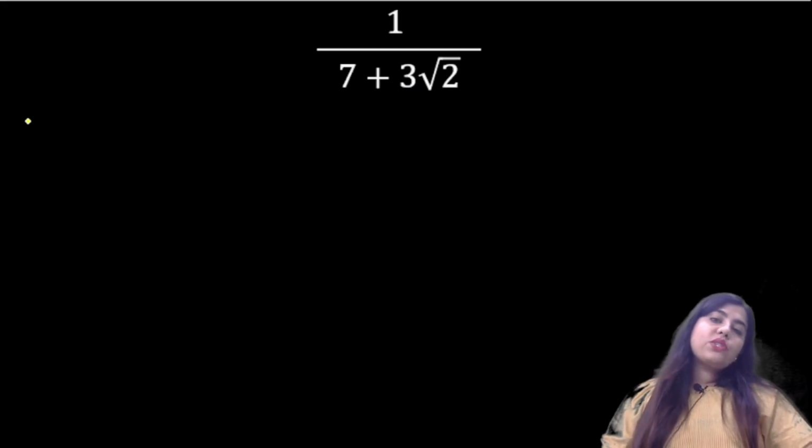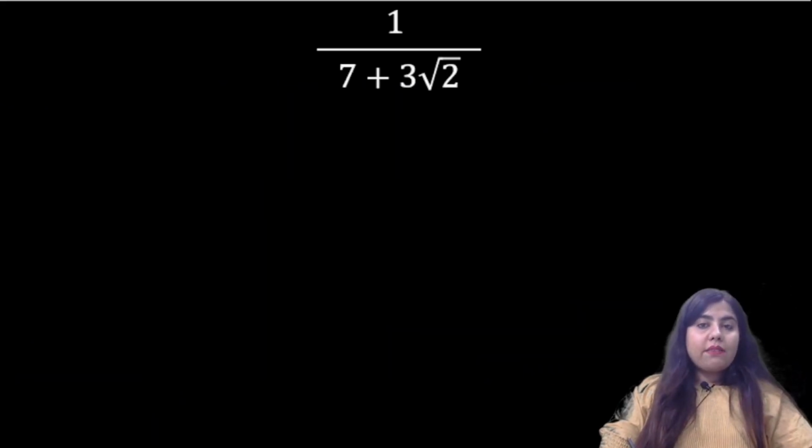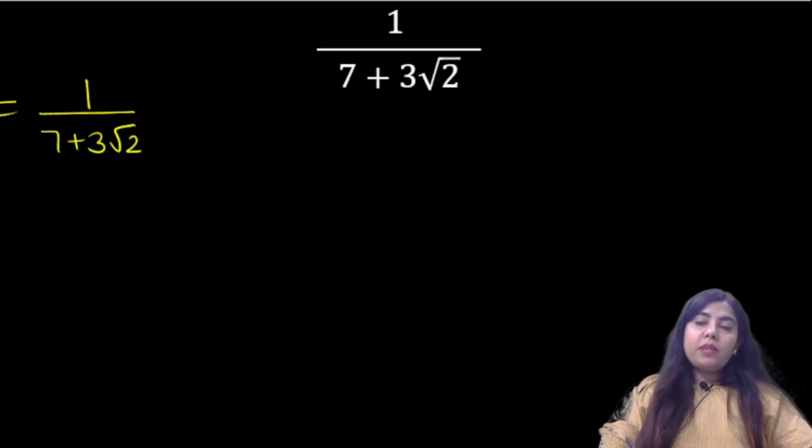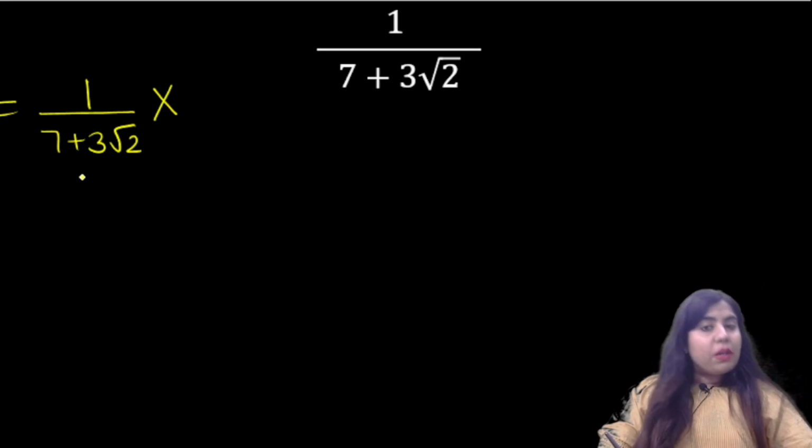Now see the next question. 1 by 7 plus 3 root 2. Now in the first step we have to write the number as it is, 1 by 7 plus 3 root 2. Here the denominator is an irrational number, so we have to convert it into a rational number. That's why we are doing rationalization. Now for rationalization we have to multiply the numerator and denominator by a suitable number. Now by what suitable number?